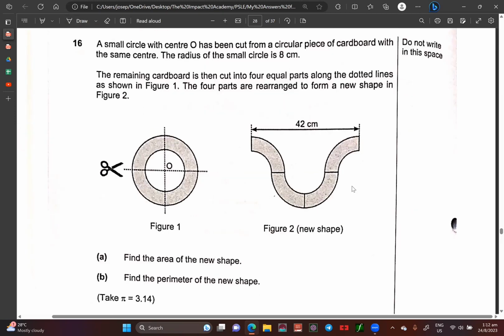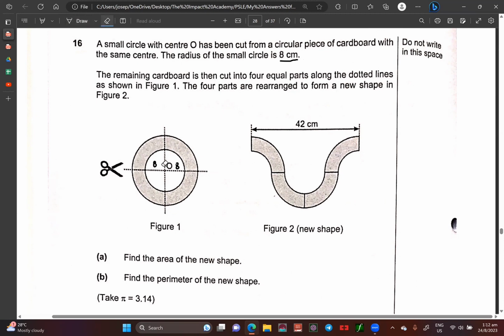So now let's take a look at question number 16. It says that a small circle with center O has been cut from a circular piece of cardboard with the same center. The radius of the small circle is 8 cm. So I think this is extremely important. I'll quickly write down that this is 8.